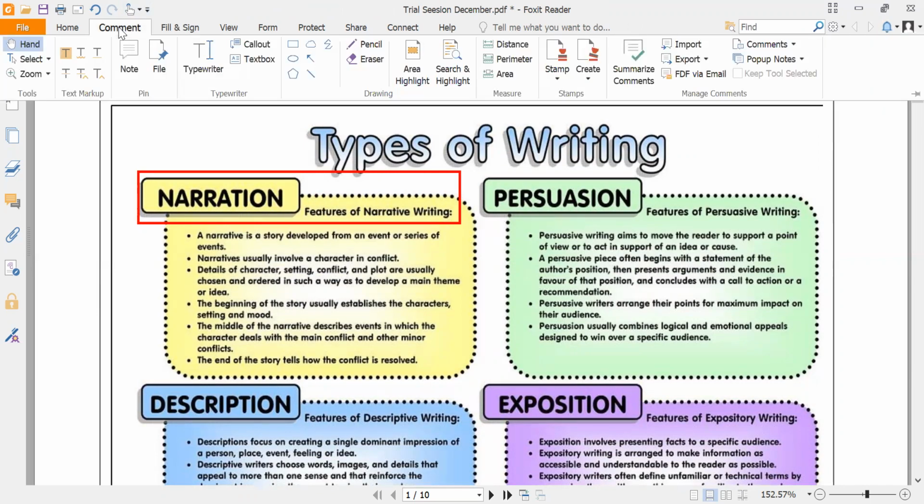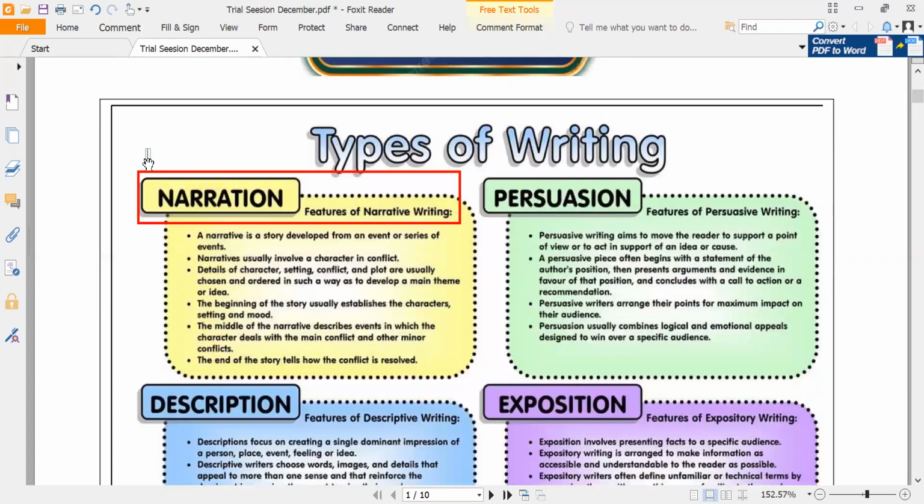Narrative means story writing. Narrative means a story. Yes, a story writing. Any story, any narration. Narration itself means somebody is telling events. If somebody is telling events, then it's narrative, it's narration.